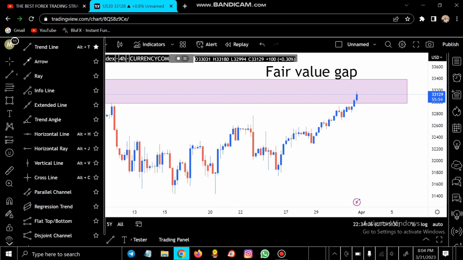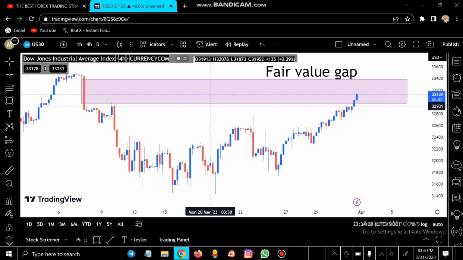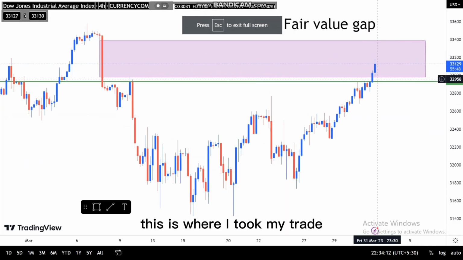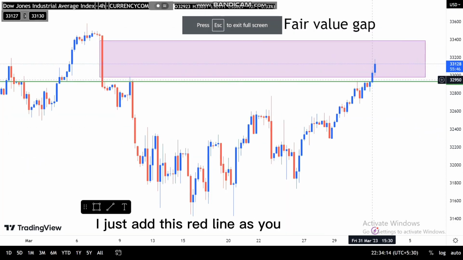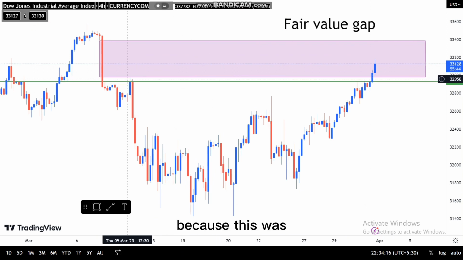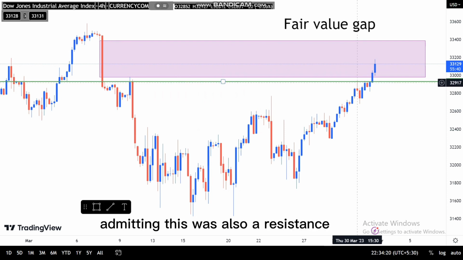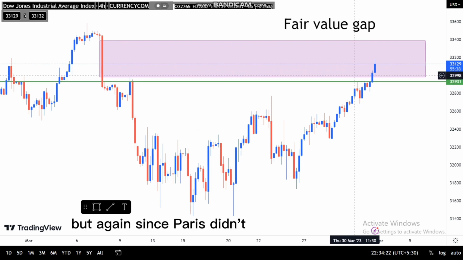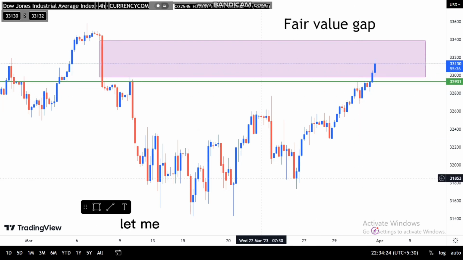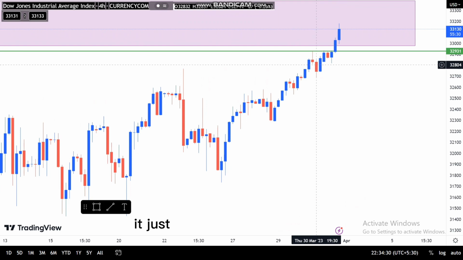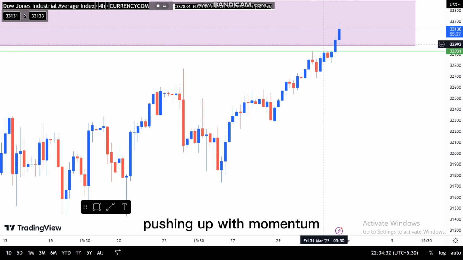Most of the cases, guys, you just have to risk. That's all I can tell you. So this is where I took my trade, at this line, as you can see, guys, because this was also a resistance level. But again, since price didn't really break this zone here, let me zoom in so that you can see. Since price didn't really go beyond down here, it just ended up here and then started pushing up with momentum, as you can see.